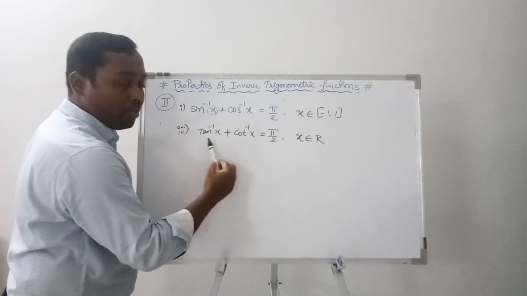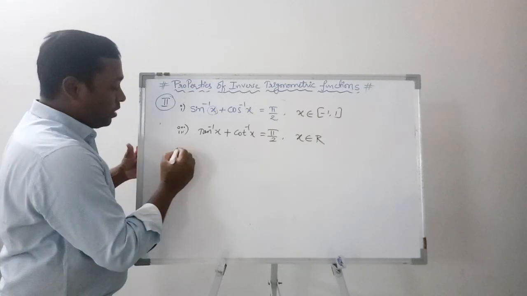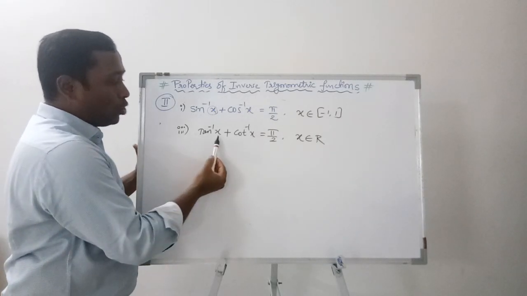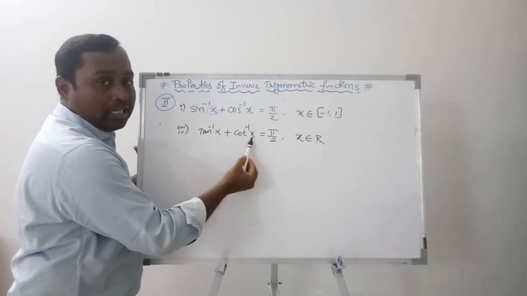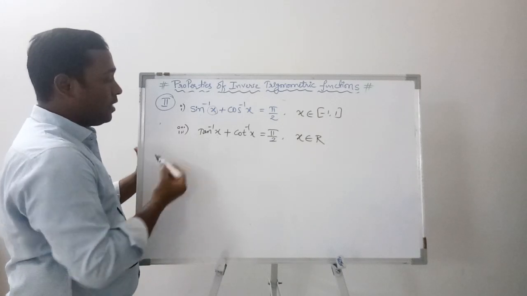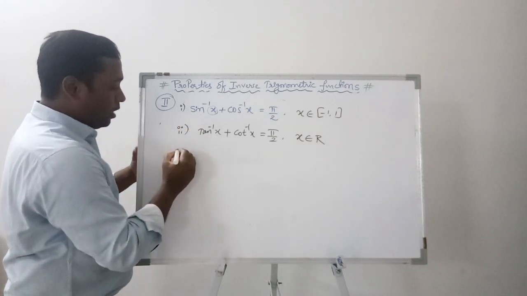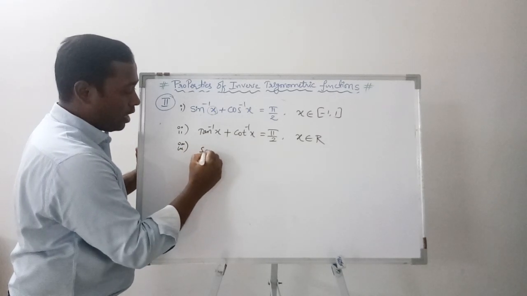These two have the common domain. Hence the relation can be established. Same way, how to prove? By assuming x as tan theta. Substitute tan theta here, then it is reduced to pi by 2, as we have discussed the case in the first one. And the third one, the last one, you have understood, remaining t ratios are sec and cosec.